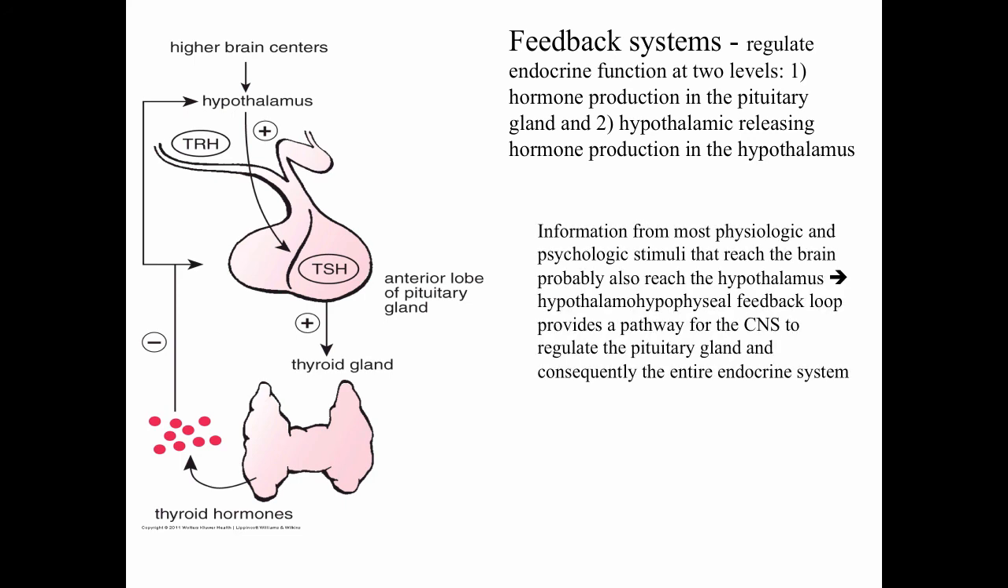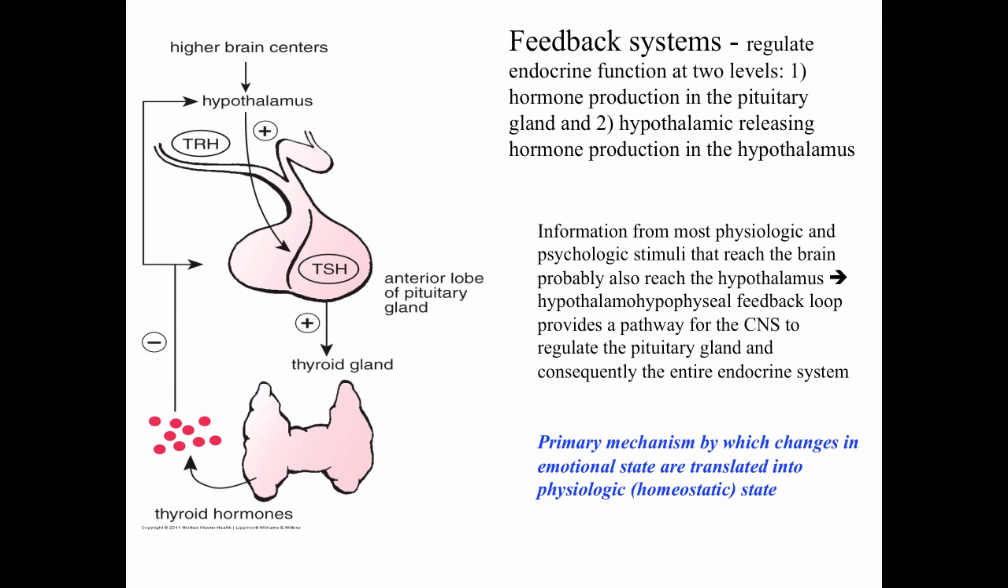Now, information from most physiologic and psychologic stimuli that reach the brain probably also reach the hypothalamus. So this hypothalamic hypophyseal feedback loop can provide a pathway for the central nervous system to regulate the pituitary gland and consequently the entire endocrine system. And this is also a primary mechanism by which changes in emotional state might be translated into physiologic or homeostatic states.